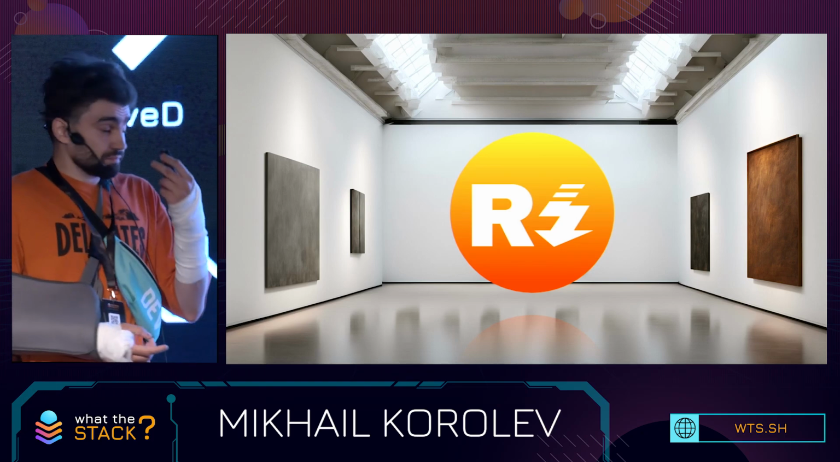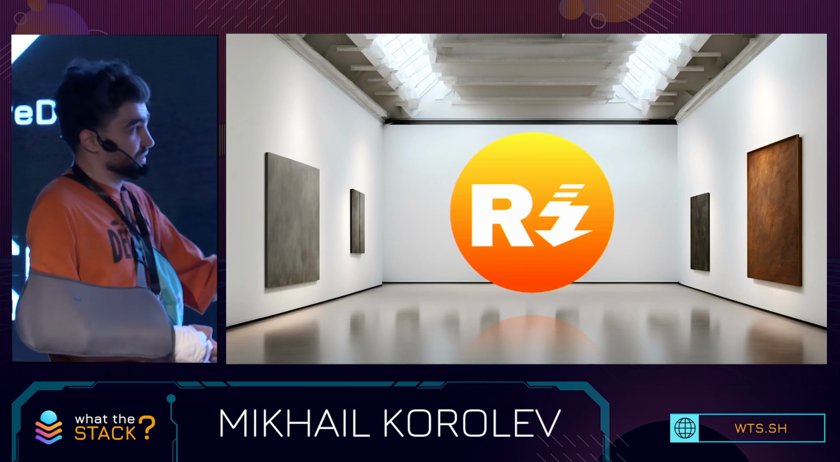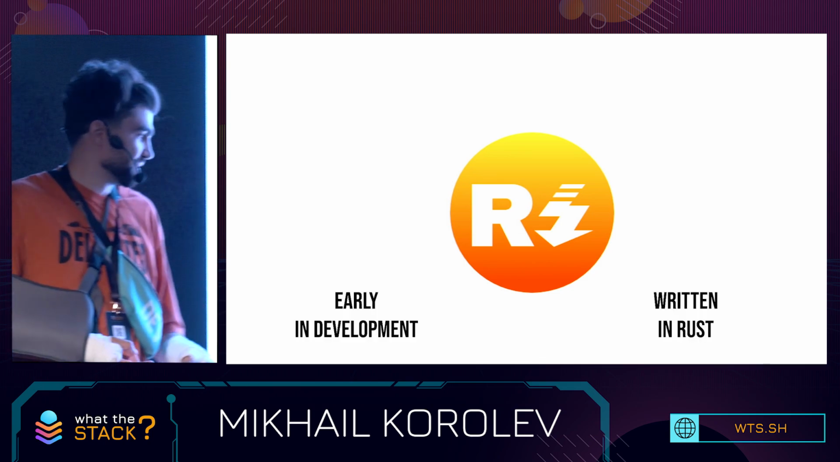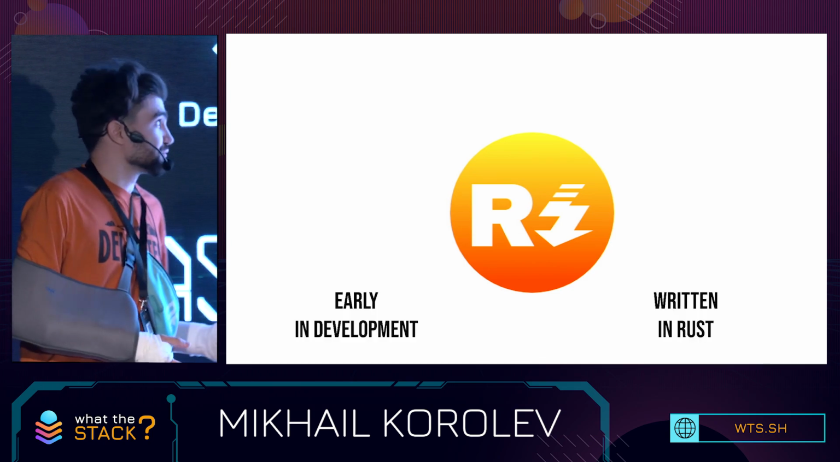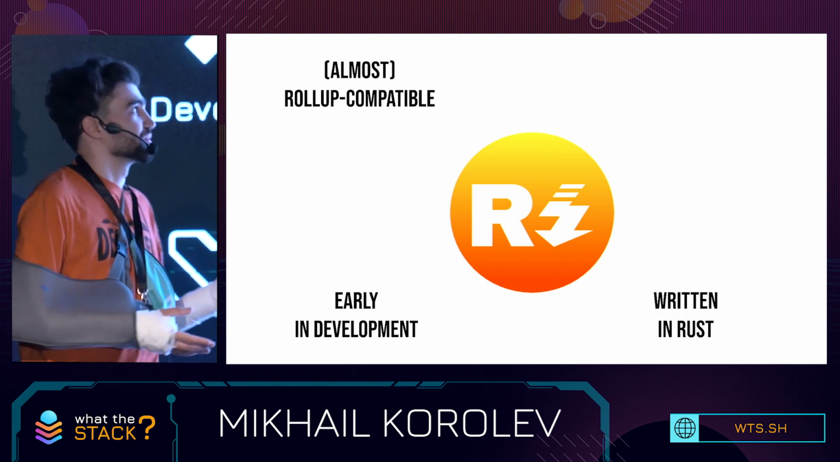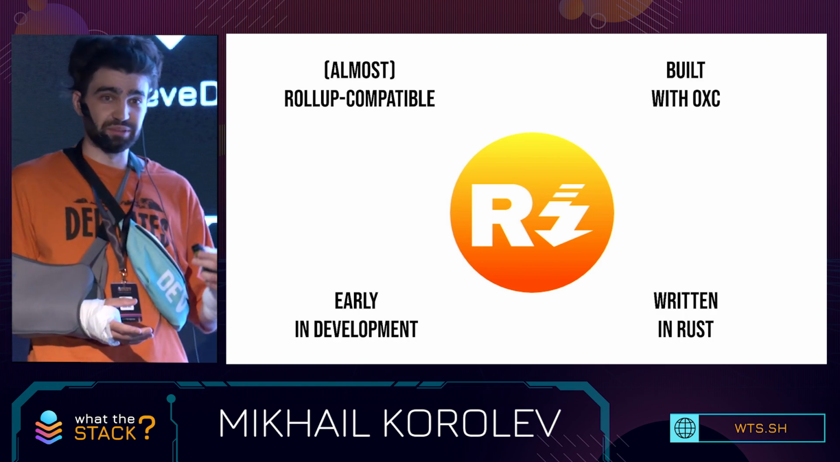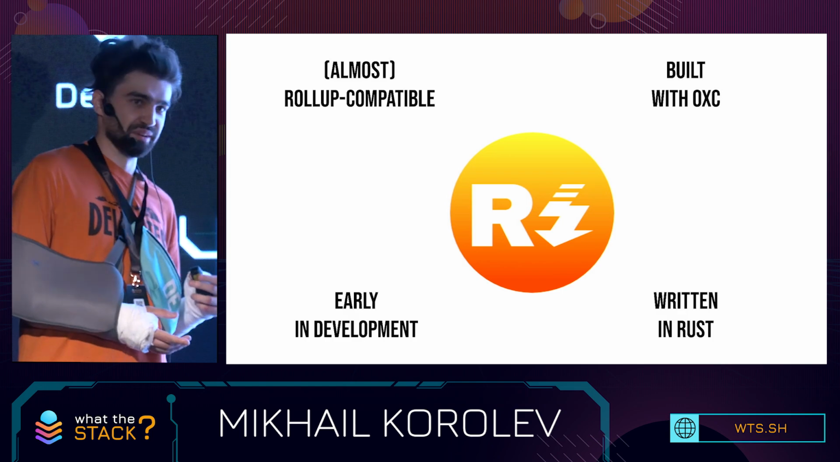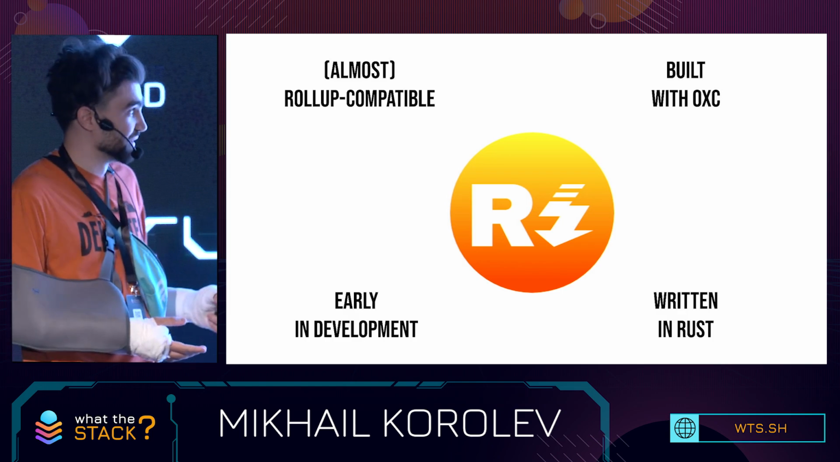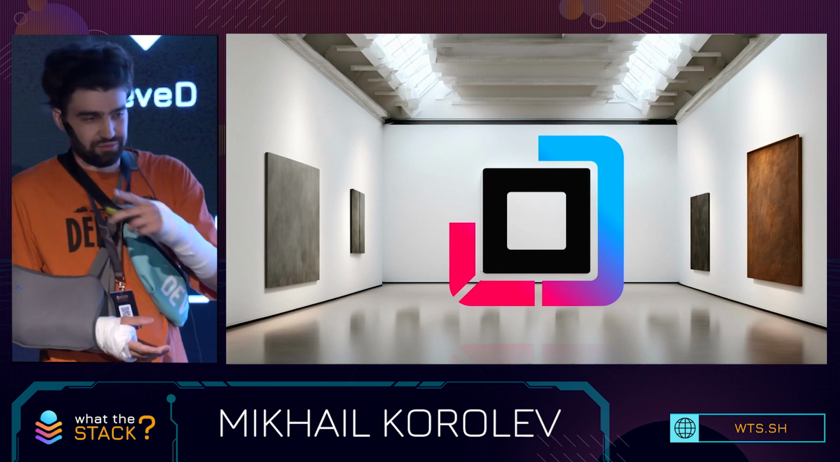Now, here's the fun part. This is Rolldown, developed in Rust. It is really early in development so far, and it is designed to be almost Rollup compatible, and it's built with the Oxc compiler, the tool I mentioned earlier, the really fast linter. We'll be back to it again.